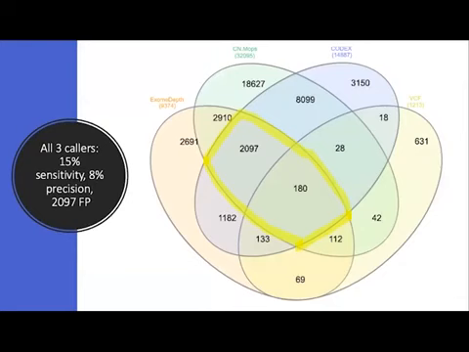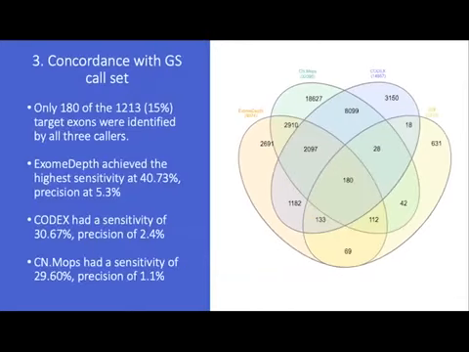So that brings the question of what rule could be implemented in the pipeline to capture the most of these true calls. Currently, the NCGenes pipeline employs only ExomeDepth as its CNV caller. I was investigating if there was any benefit to incorporating one or more additional callers into the pipeline.